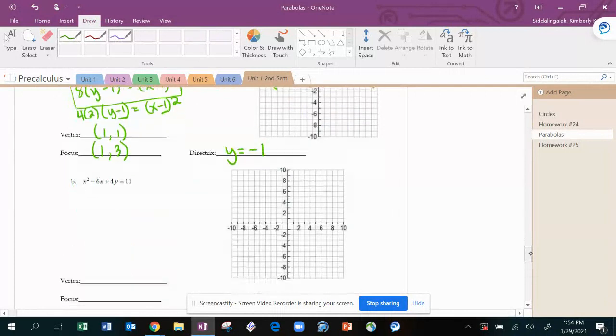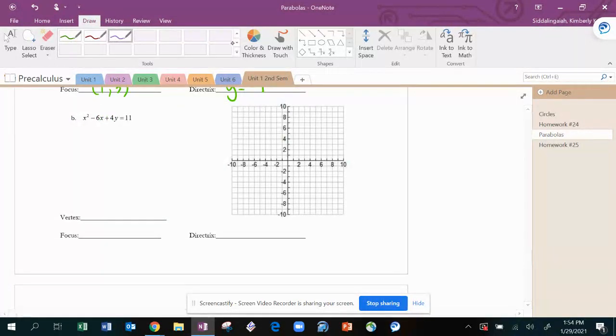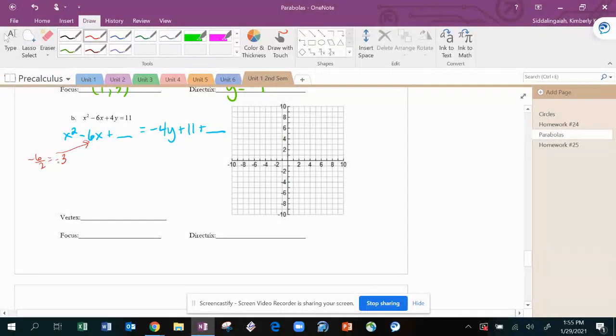All right, let me do another one just like that, because more examples always help. All right, so for this one, same idea. Whatever variable is squared, I want to keep that variable on one side and everything else to the other side. So this is x squared minus 6x. I'm going to put plus blank, and I'm going to move that 4y over, this time remembering to subtract it. And then I have to figure out what goes in the blank. So -6 divided by 2 is -3. So in my blank is -3 times -3.